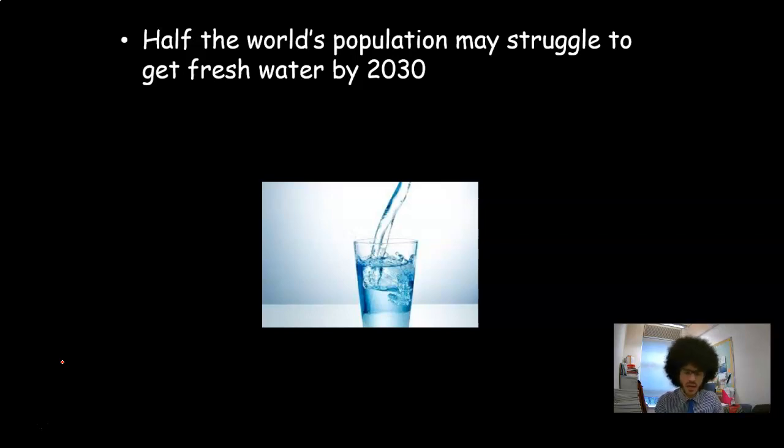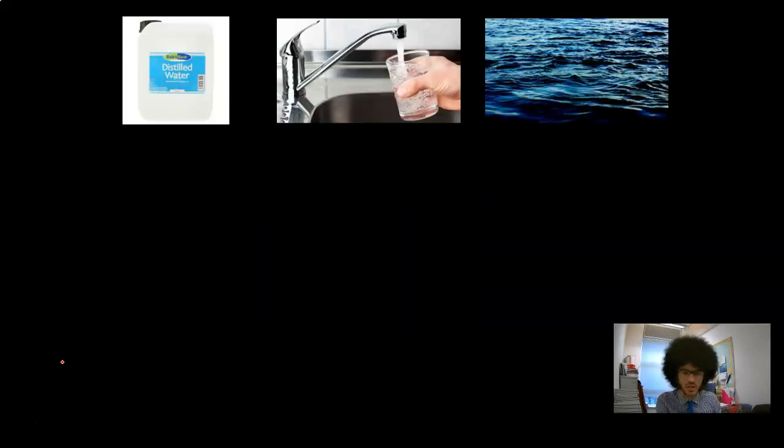And half of the world's population, according to some professional bodies, they estimate that half the population may struggle to get fresh water by 2030, which is coming up pretty soon. So it's a scarce resource. It's a difficult one to get a secure supply of. And there are things that we can do in order to make sure that we do get a secure supply. But before I go any further about that, let's talk about the differences between fresh water, salty water, etc.